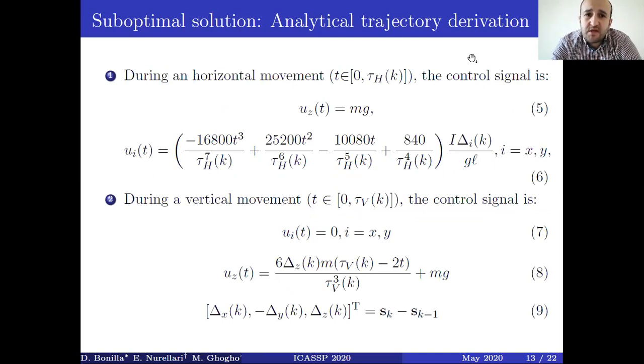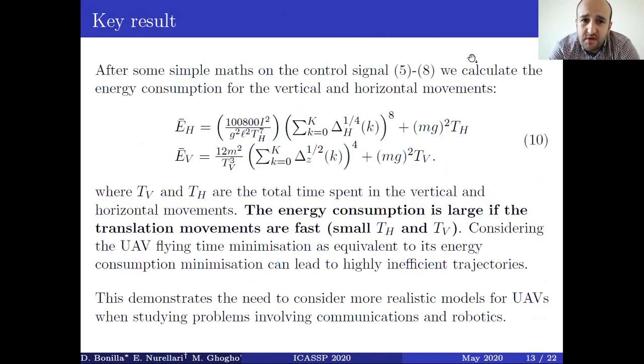So by doing that, we'll be able to come up with a closed form solution of the control signal. And of course, the control signal is divided into horizontal movement and vertical movement. And obviously, as you can see, these expressions are closed form solutions. However, what is important is that using these previously derived horizontal and vertical control signals, we'll be able to calculate the energy required for those vertical and horizontal movements.